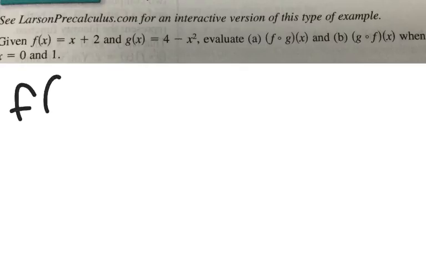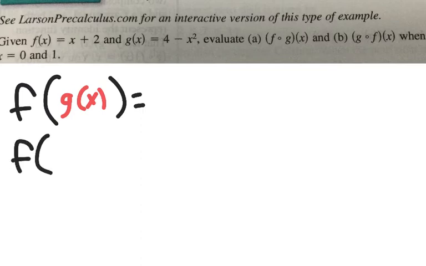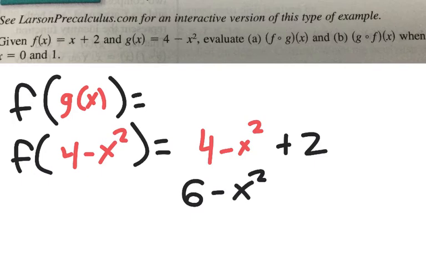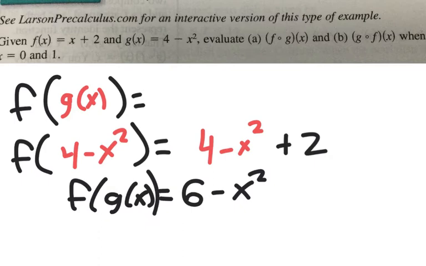All right, so if we found f of g of x, we should have been finding f of 4 minus x squared, which gives us 4 minus x squared plus 2. So that would be 6 minus x squared for f of g of x. Questions on that part?